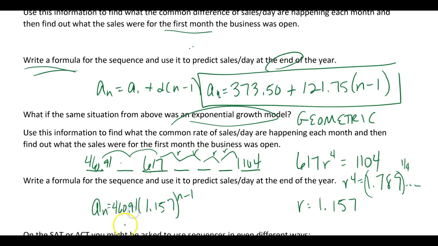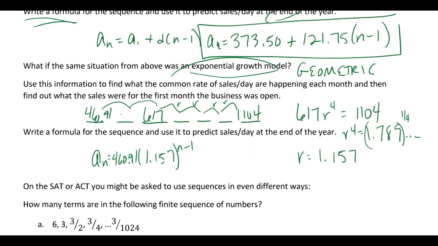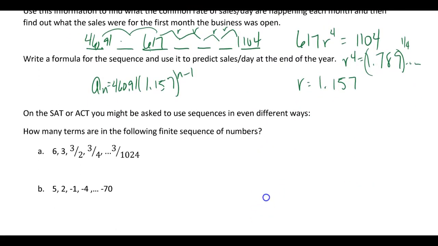So that's going to be the A1 that I put in here. 460.91. And then same thing, this could be used to make predictions, so I could plug in a 12 to get the end of the year. Alright, cool. So hopefully this is starting to come together with how you could use these in the real world. Now ACT, SAT, yeah, they like to do different things.